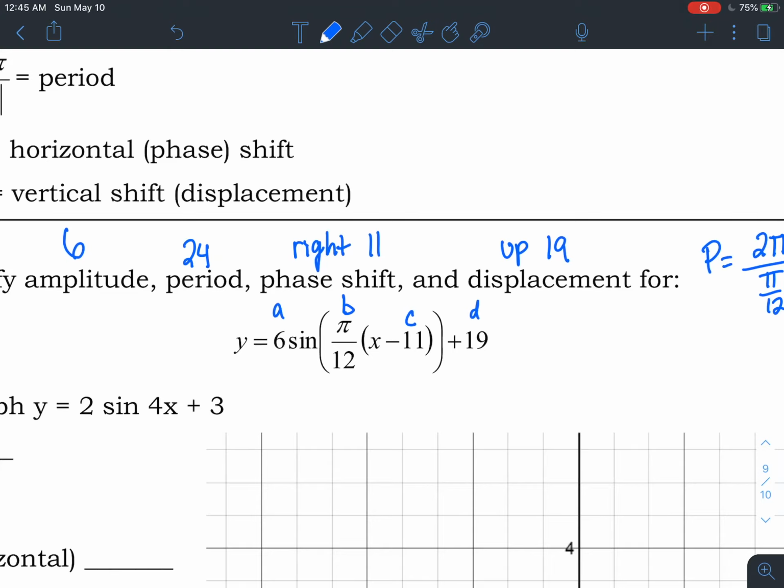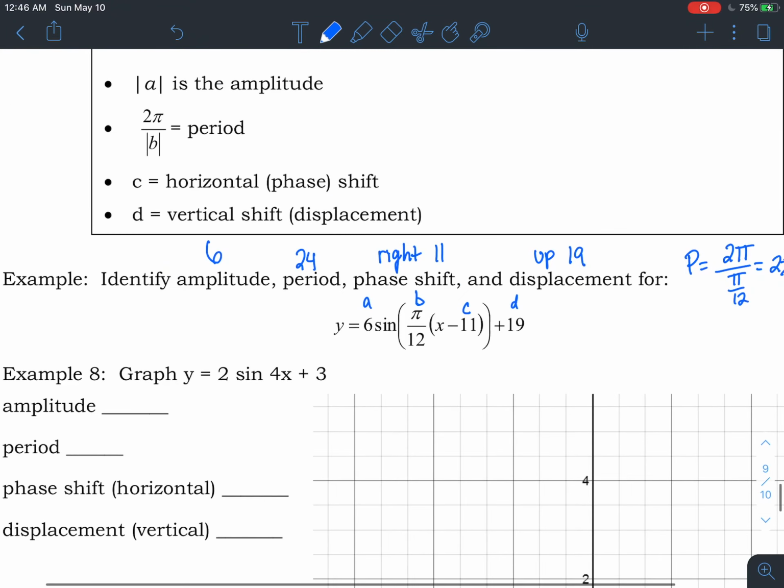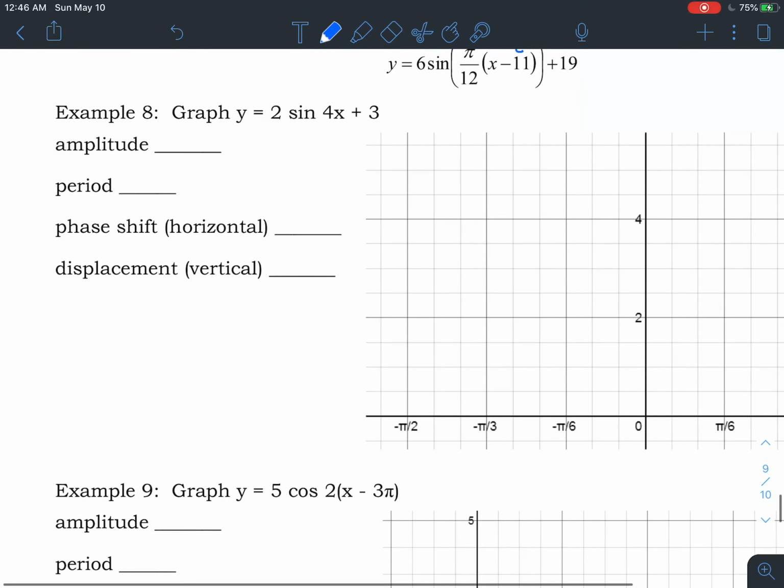So each interval, period divided by 4, is 6. So each interval is 6 units wide. My height of the wave is 6. So I'd go from 11, 19. I'd go up 6 and over 6. And then I'd go over 6 and down 6. Over 6 and down 6. Over 6 and up 6. But again, that's just how I would handle that one.